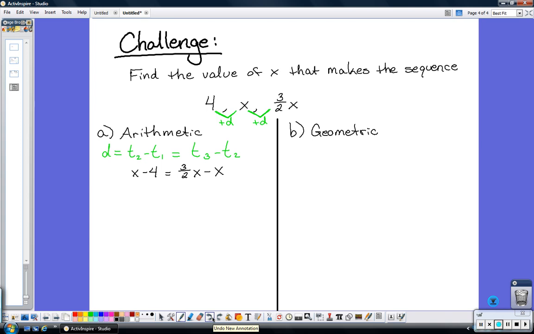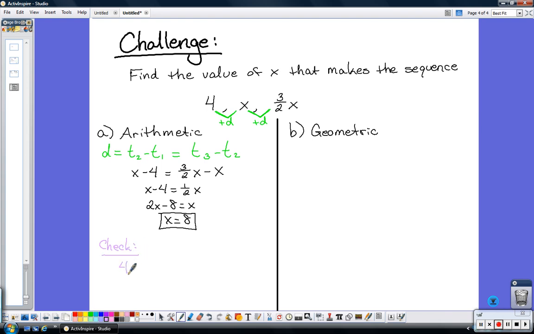Well, so now we've got a nice little linear equation. It's not too bad. We have a fraction, but it's going to go away. At this step, we'll just multiply everything by 2, and we get that x equals 8. You can check that by then figuring out what the sequence would be.